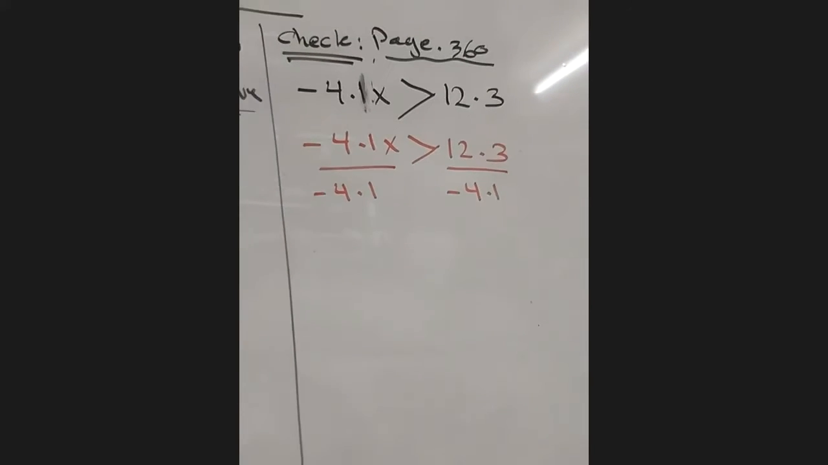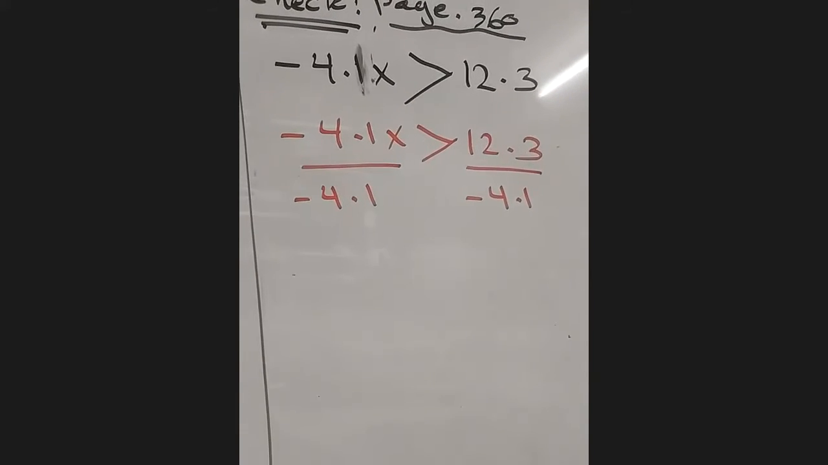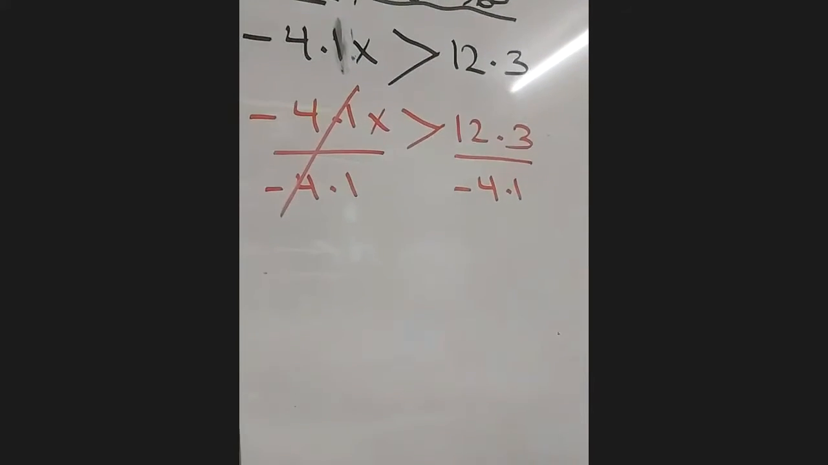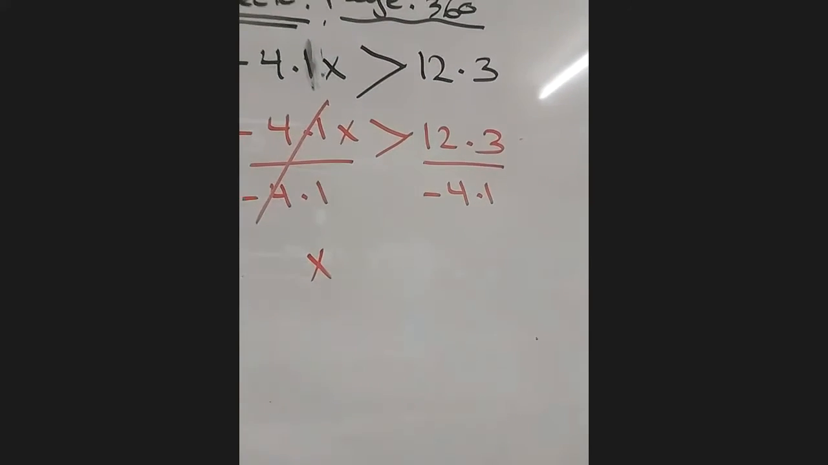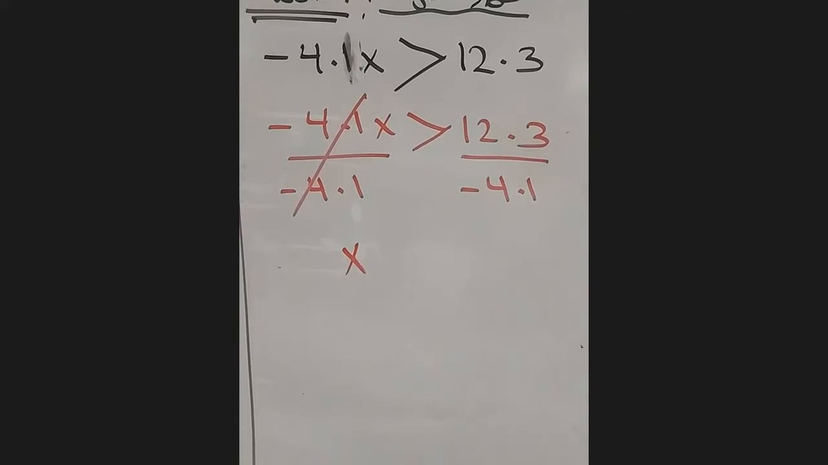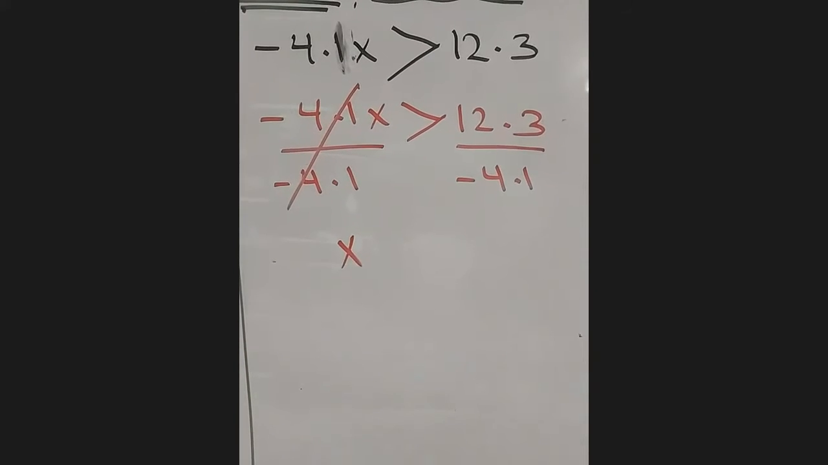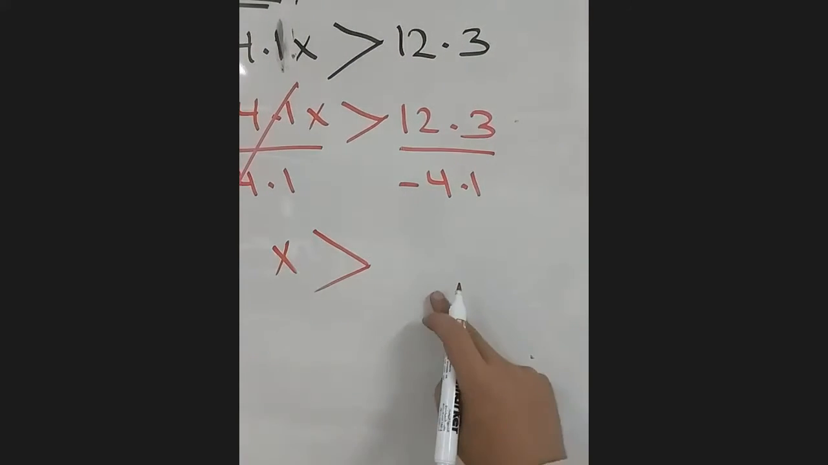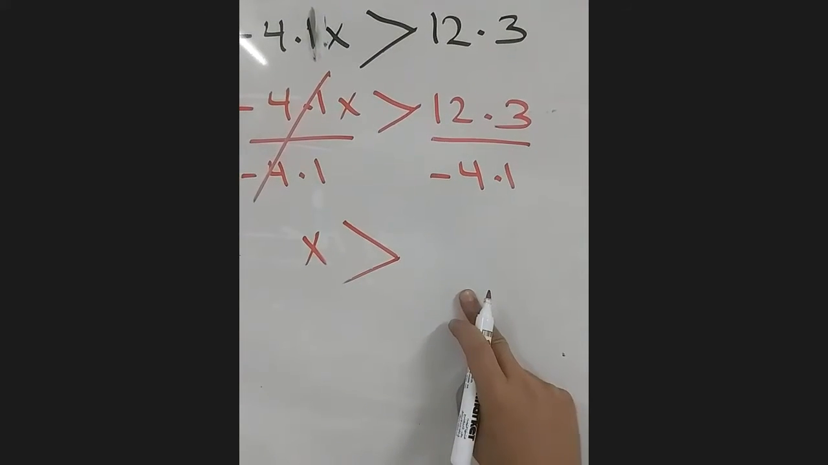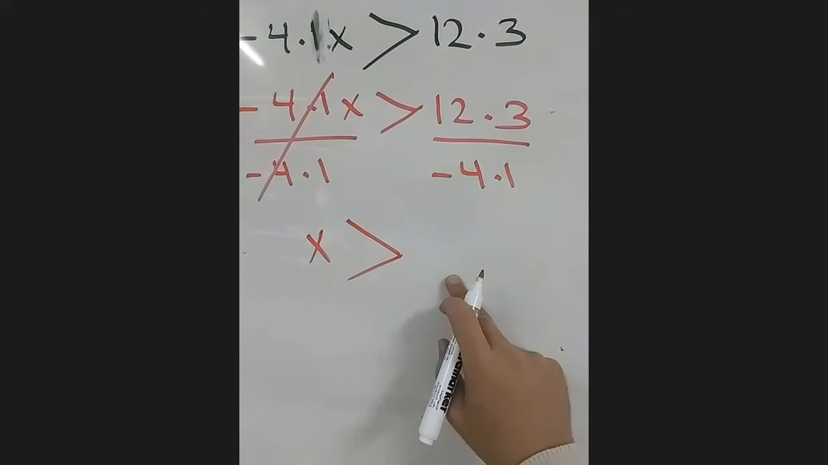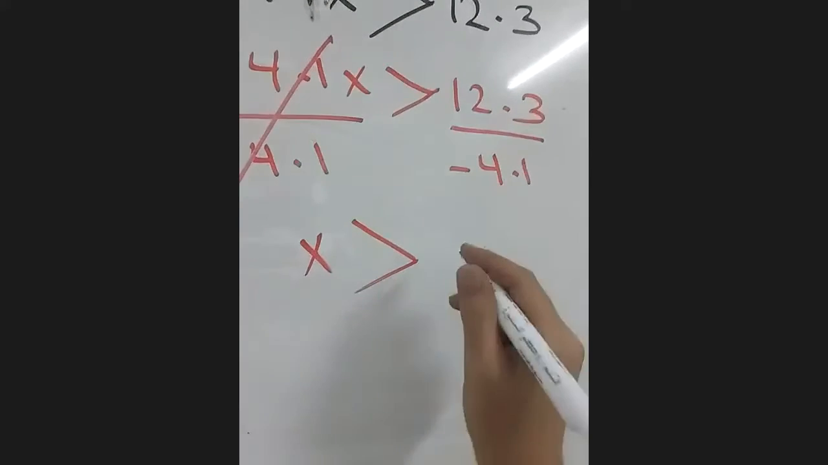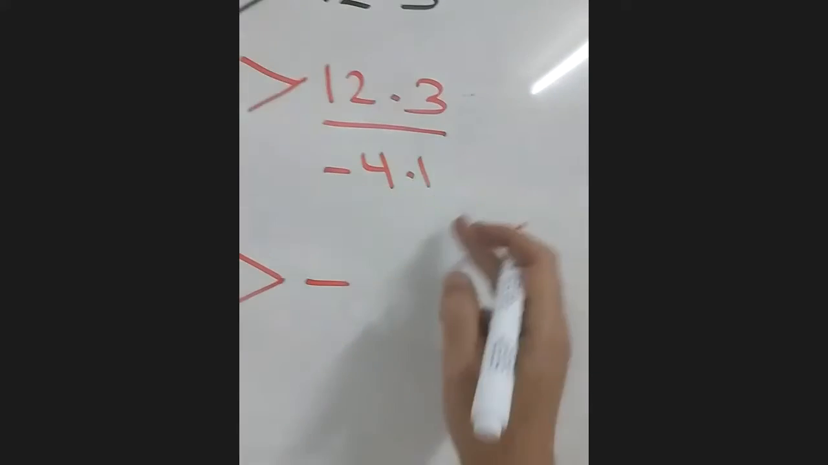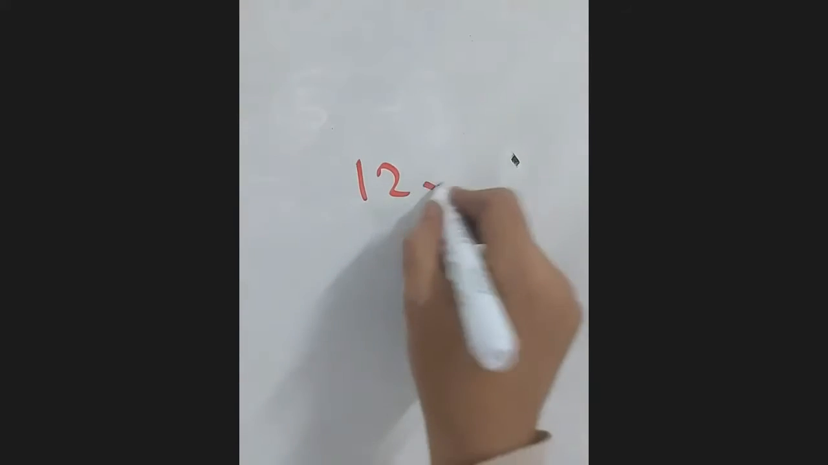Then we cross out 4.1, the equal numbers. Still x here. Then greater than, we make 12.3 divided by -4.1. Here we divide, right? Positive divided by negative is negative. So let's divide 12.3 by 4.1 together.